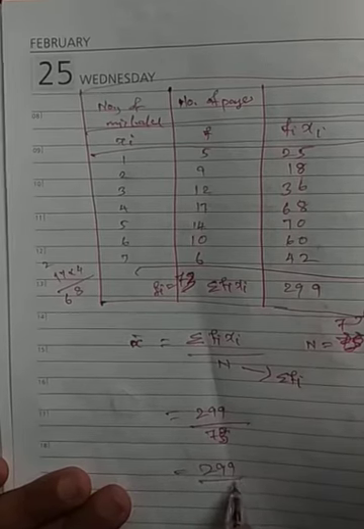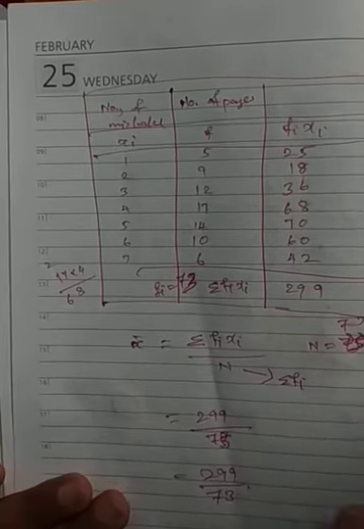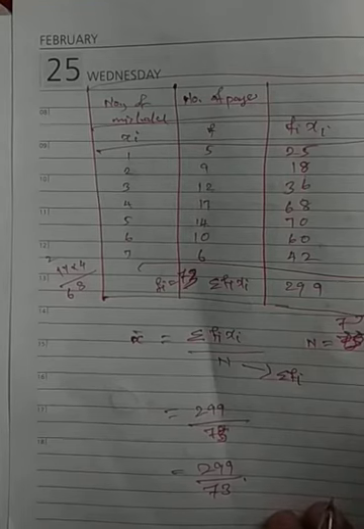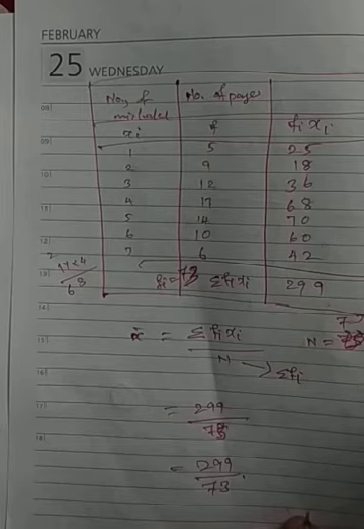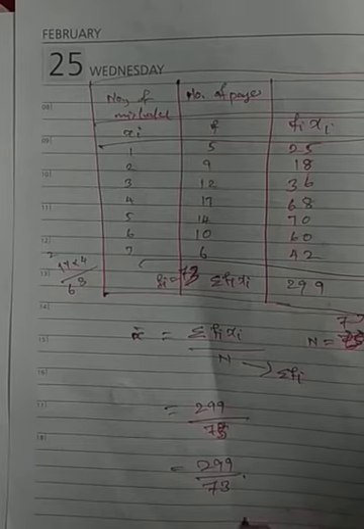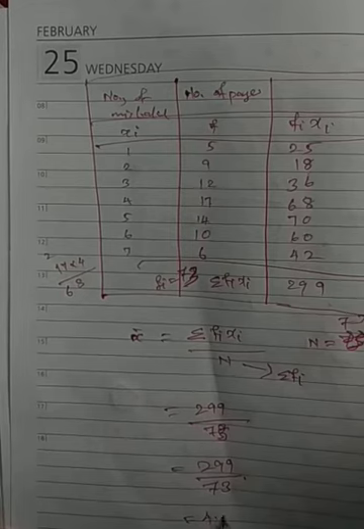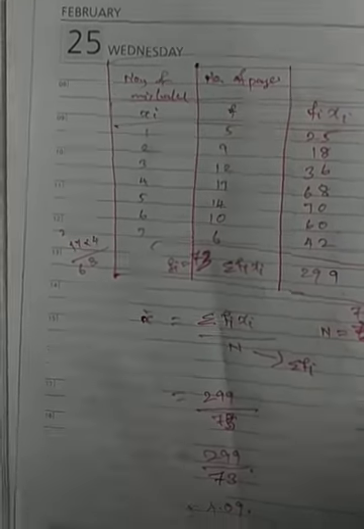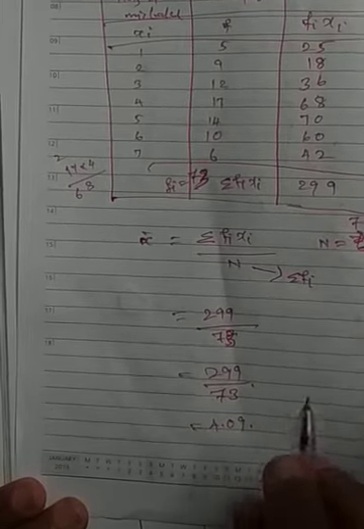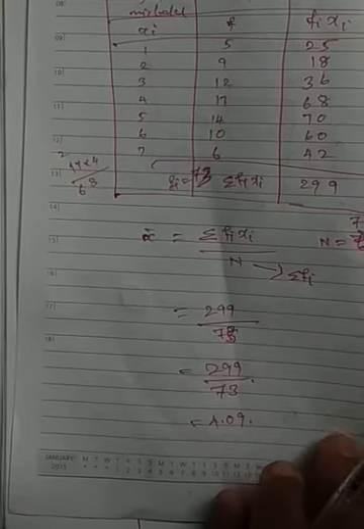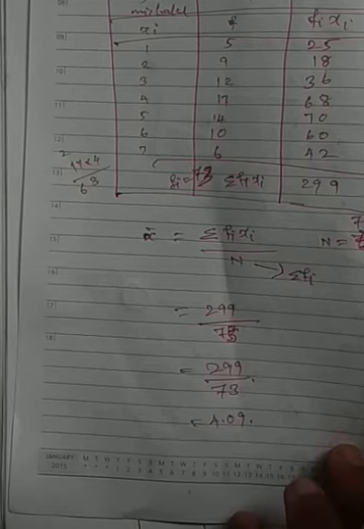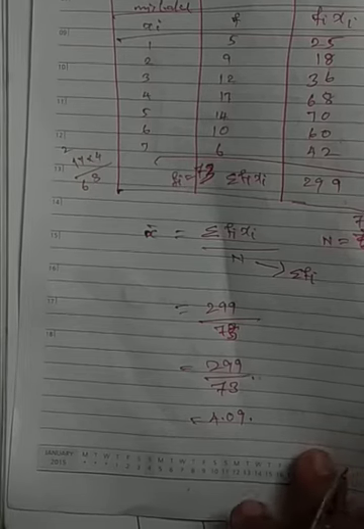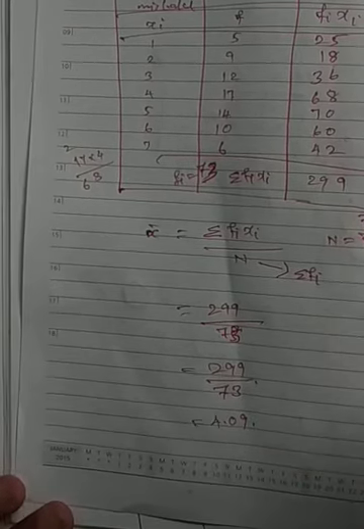So 299 divided by 73. You can divide using a calculator, an ordinary calculator is fine. If you divide using a calculator, you get 4.09. So this is the mean. We also have the shortcut method, and other forms of problems, that we'll see in the next class. So please practice this one.